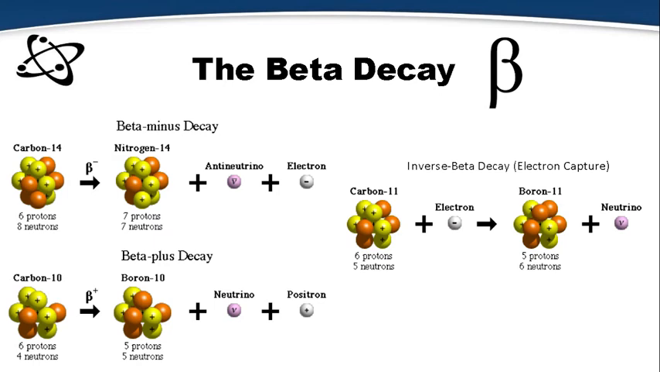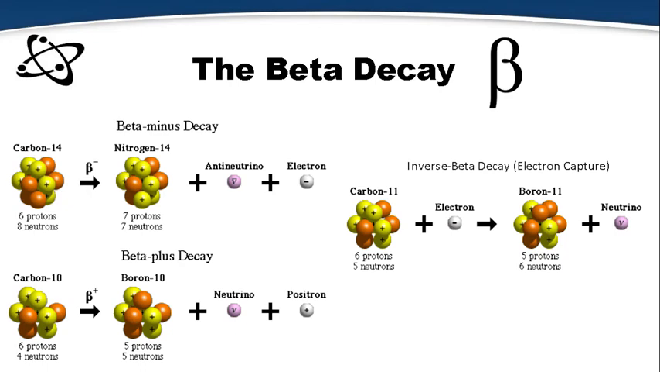Alternatively, positive beta decay can be illustrated by how a proton-rich carbon-10 isotope decays into boron-10 by emitting a positively charged beta particle that decomposes further into a neutrino and a positron. The inverse beta decay, more commonly known as electron capture, is also classified as beta decay because it is also mediated by the weak force. In this example, a carbon-11 isotope absorbs an electron and decays into boron-11, and a neutrino is formed.